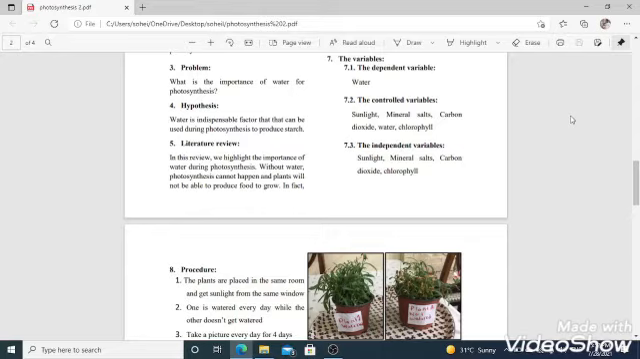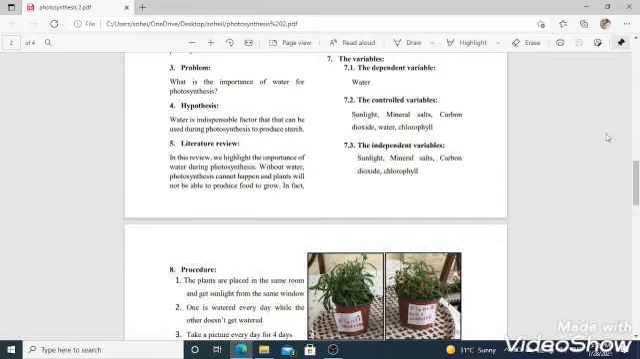Second, the controlled variables. The controlled variables are the variables which the researcher holds constant during an experiment. The controlled variables in this experiment are sunlight, mineral salts, carbon dioxide, water, and chlorophyll.